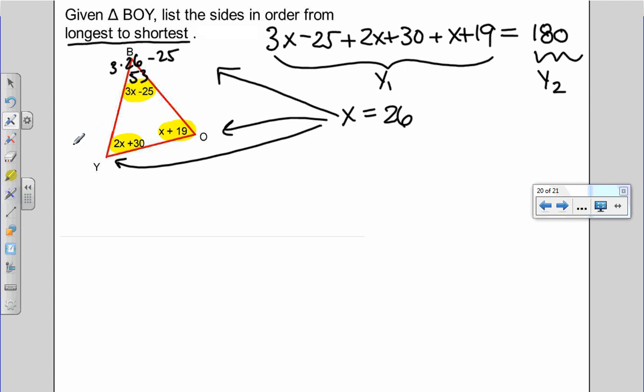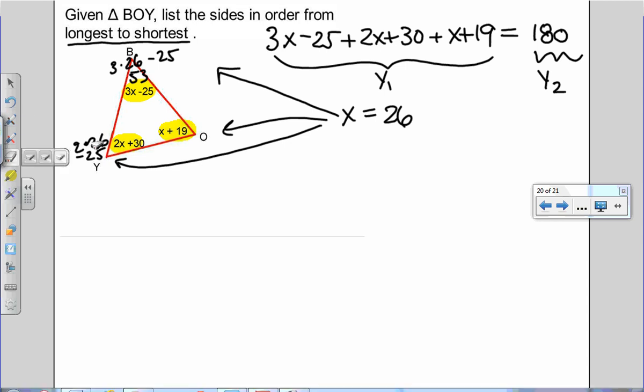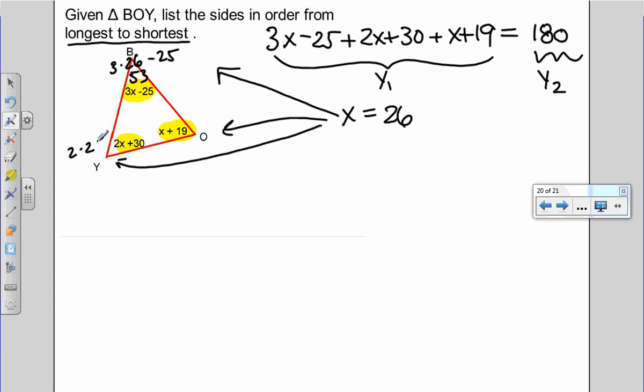For angle Y, 2 times 26 take away 25. You should get 27. I'm sorry, it's not take away 25. Don't listen to me. Hey, I still make mistakes even when I'm not in class. 2 times 26 plus 30. This angle is 82 degrees. And then lastly, 26 plus 19, 45. So now we have our angle information.